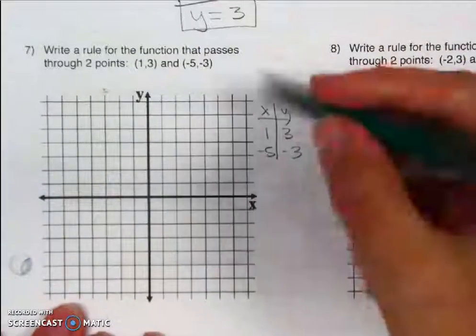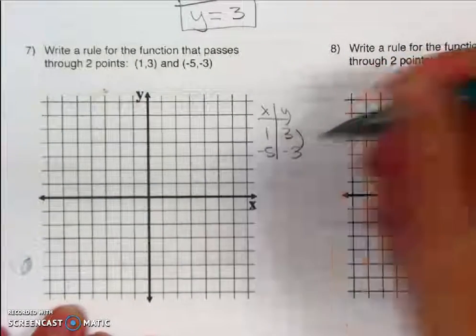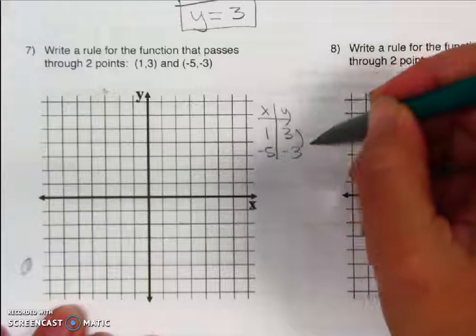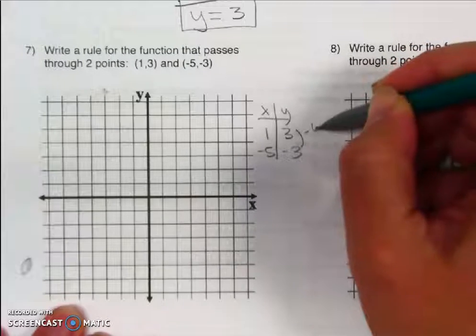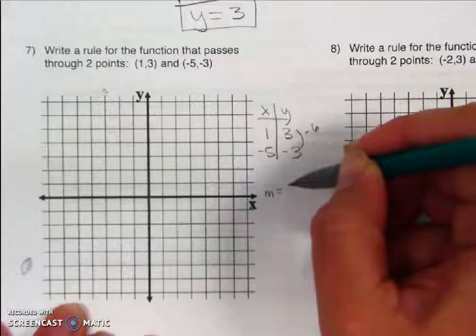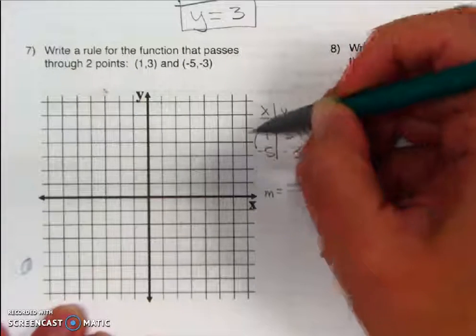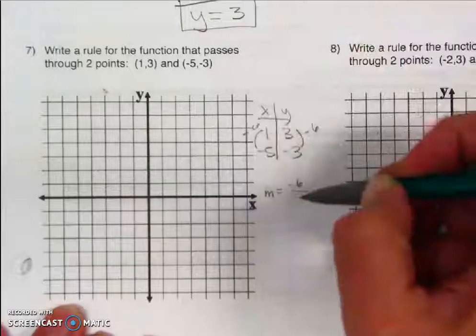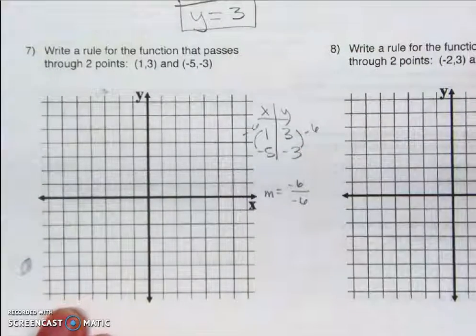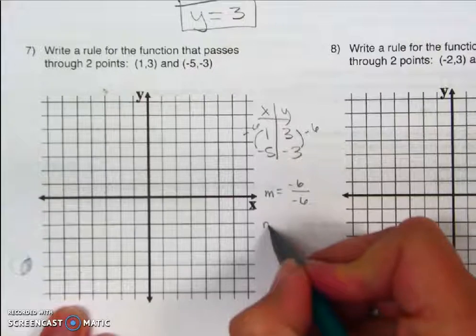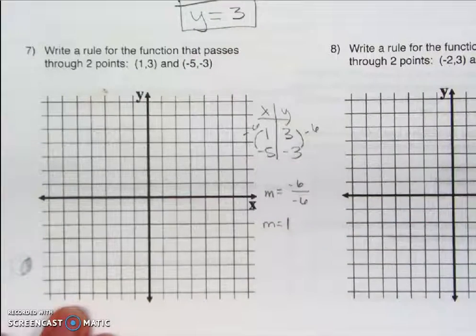Okay, for this one, let's look at the change in y. The change in y from 3 to -3 is a subtracted 6. So here's my slope. My slope is -6 over, from 1 to negative 5, it subtracted 6 again. Negative 6 over negative 6 is just 1. All right, so I see my slope is 1.